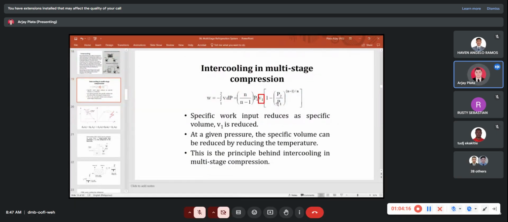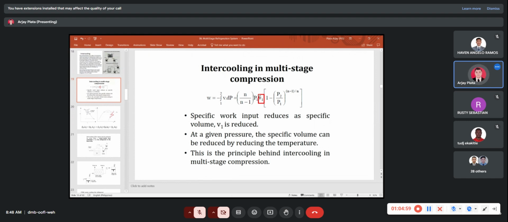So yeah, this is the principle behind the intercooling. We have here the specific work, and by just looking at this equation, we can see that if the V1, or the specific volume, is reduced, the work of the compressor is also reduced. For example, at a given pressure, the specific volume can be reduced by reducing the temperature.